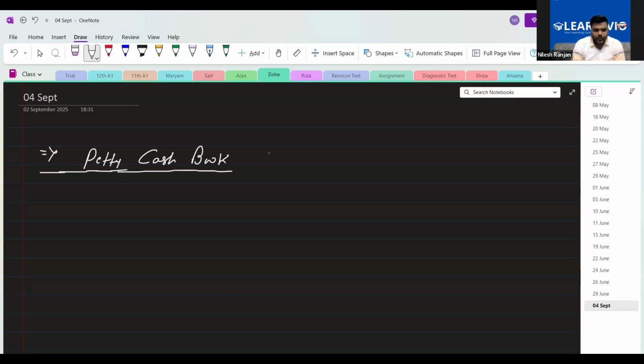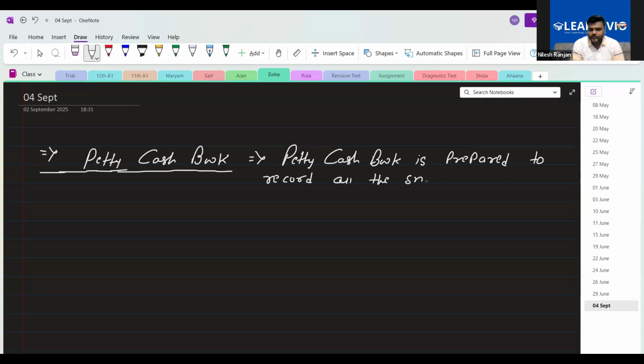So what is petty cash book? First of all, if you remember some part of it, can you explain a little bit what petty cash book is? Petty cash book is for all those small expenses, for example, buying stationery for the office, or some small expenses that are not very relevant to the business. Okay, so petty cash book is prepared to record all the small expenses of the business.